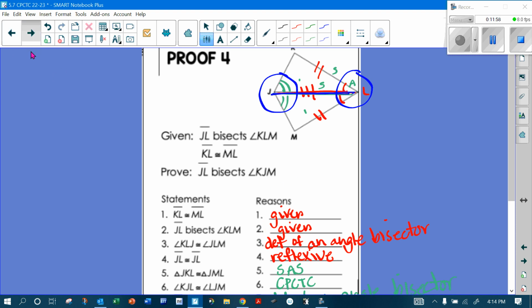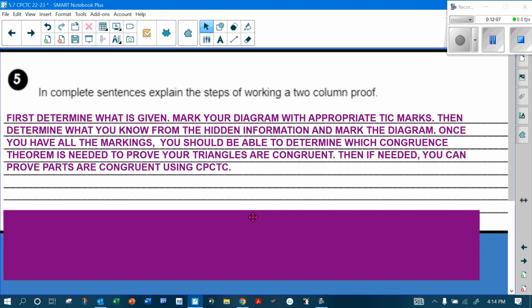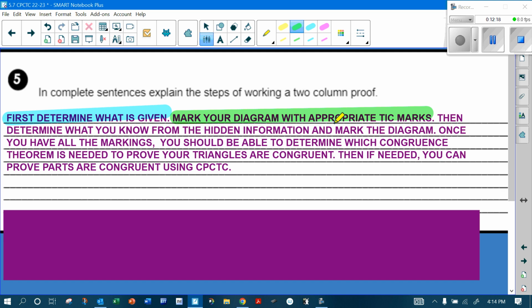All right, in complete sentences, explain the steps of working a two-column proof. First, determine what is given. That is the very first thing. Then mark your diagram with appropriate tick marks. So mark your segments congruent, mark your angles congruent, mark your sides parallel, whatever it is you got to do. Then determine what you know from the hidden information, and mark the diagram. So your vertical angles, your alternate interior angles, what are the other things? The reflexive, things like that, okay?